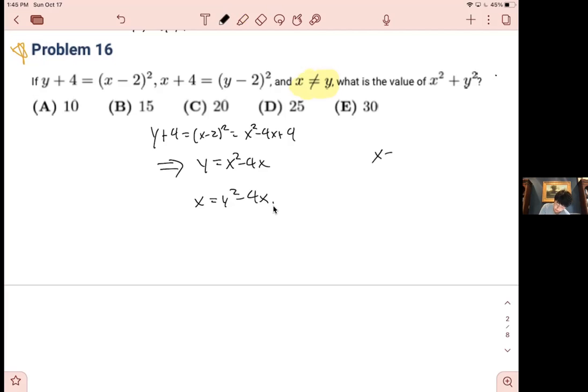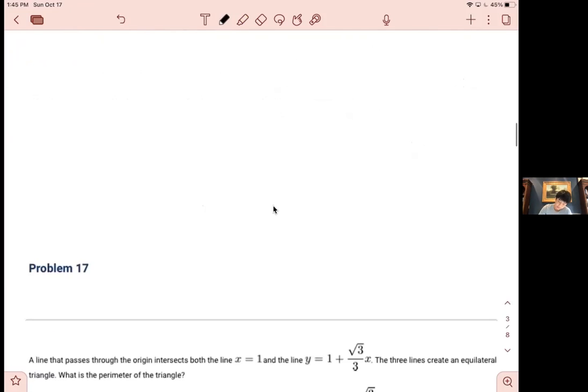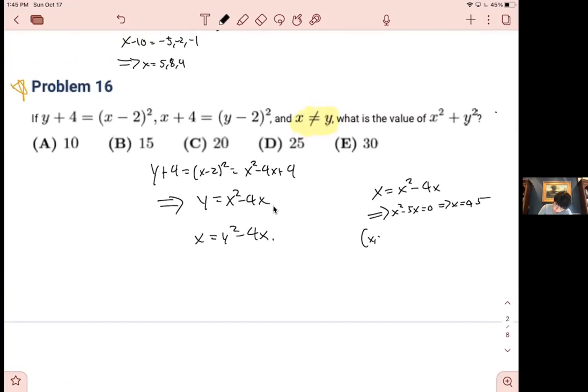So if x equals y, then x equals x squared minus 4x, which means that x squared minus 5x equals 0, which means that x equals 0 or 5. And in fact, x, y equals 0, 0 or 5, 5 both work. 0, 0 makes both sides of each equation 4, and 5, 5 makes all of the equations equal to 9.